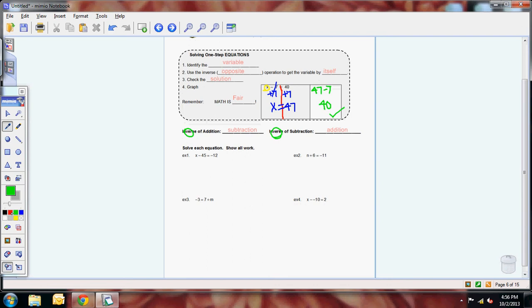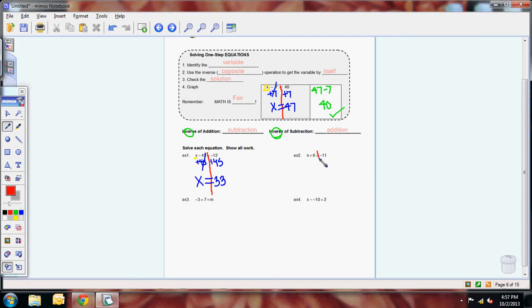So remember to always start by separating your sides. My variable is x. That's what I want to get by itself. So to get x by itself, I'm going to do the inverse, or the opposite operation. So I'm going to add 45 on both sides. That would be the opposite. So I would get x by itself on this side, equal to 33.